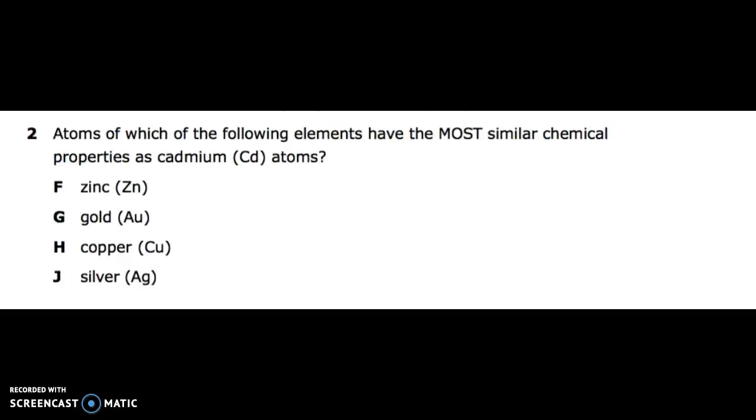Number 2. Atoms of which of the following elements have the most similar chemical properties as cadmium, Cd? F. Zinc, G. Gold, H. Copper, J. Silver.